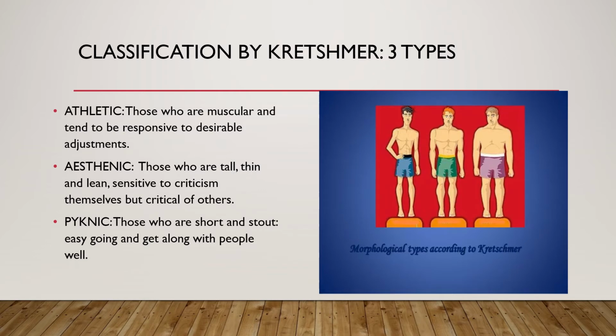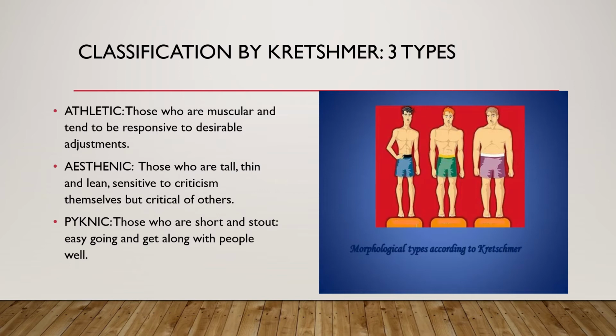The first one is athletic. Those who are muscular and tend to be responsive to desirable adjustment are known as the athletic type of personality. As you can see, the middle one here is the athletic, a person who is muscular. These people tend to be more responsive, more smart, and able to adjust anywhere in the environment. The second one is asthenic. Those people are tall but at the same time very thin and lean. These people are very sensitive towards things and towards any criticism.